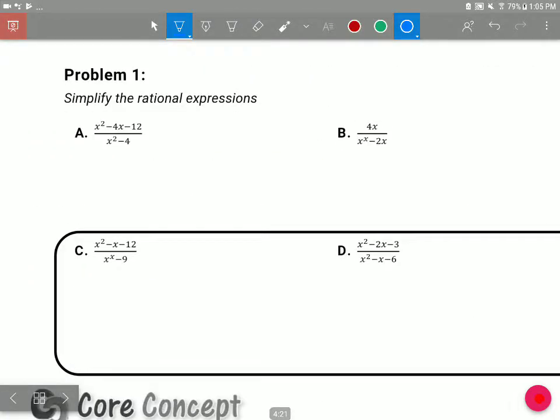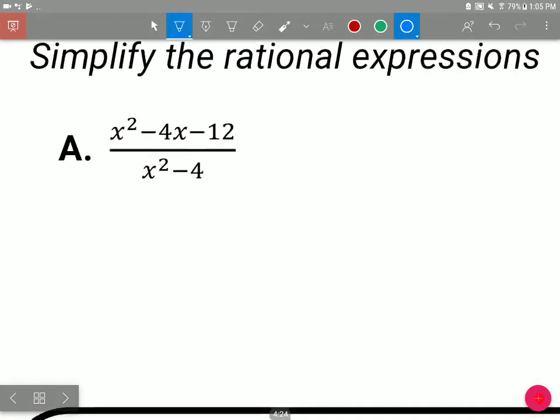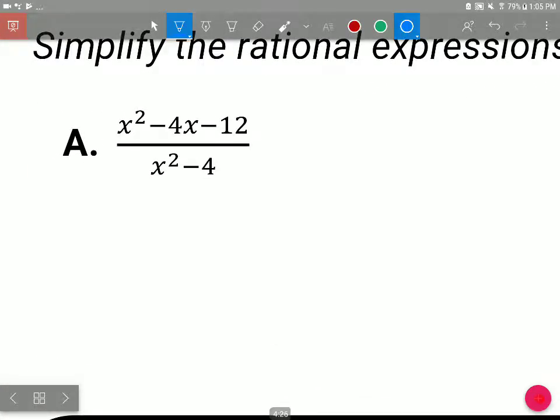Letter A. It says simplify the rational expressions. As of right now, do you have the same thing on top and bottom? No, you don't. You forgot the negative. You have different things. So what we're going to do is factor everything. So let's look at the top.